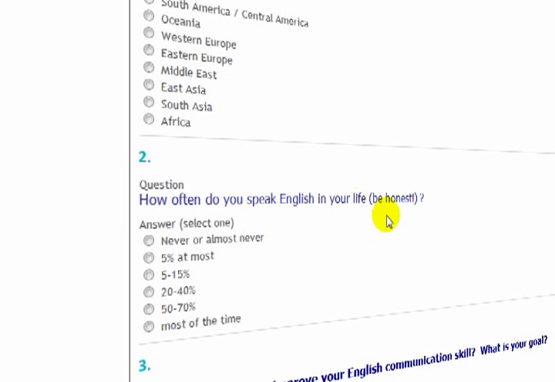How often do you speak English in your life? And I say be honest. So if you think you speak English maybe 5% of your life, then check that circle. Okay, if it's never, almost never, that's fine. Remember, it's more important for you to be honest. And if you're not sure, think about this for a second and really provide an honest answer here. That way I can learn about you and I can hopefully help you more.